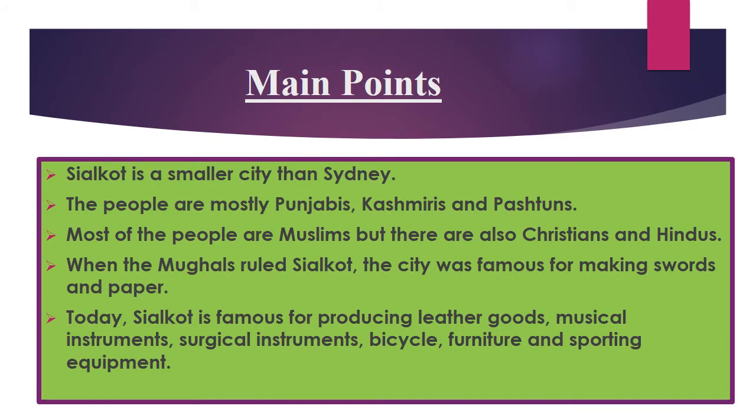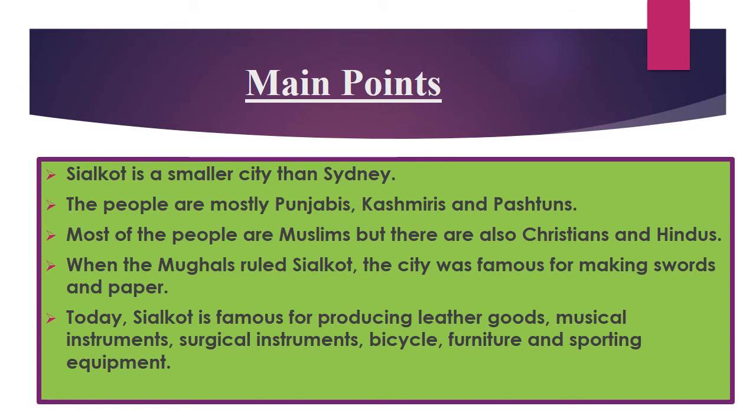Students, let's formally begin the discussion of today's lesson. For that, I hope you have opened your textbook page number 26 in front of you now. Now let's talk about the people and work in Sydney and Sialkot. Sialkot is a smaller city than Sydney. About 500,000 people live in Sialkot. The people are mostly Punjabis, Kashmiris, and Pashtuns. Most people in Sialkot are Muslims, but Christians and Hindus are also living here.